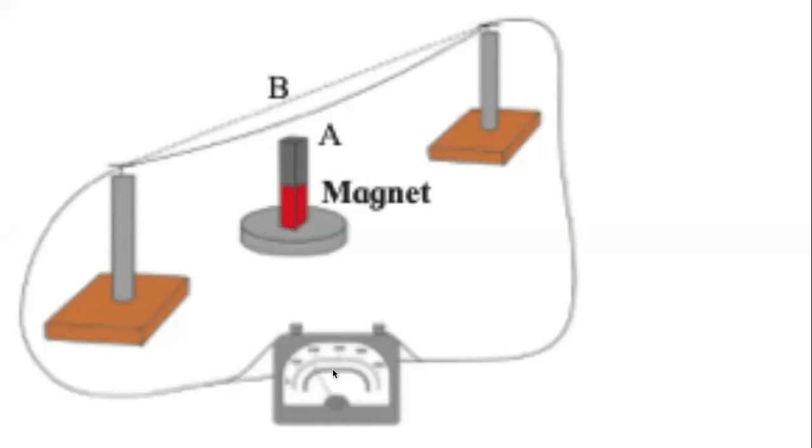Experiment number 1. We have a wire, we have a magnet. So the magnet is producing a magnetic field. When we move the wire, we see that electric current is produced. Magic.